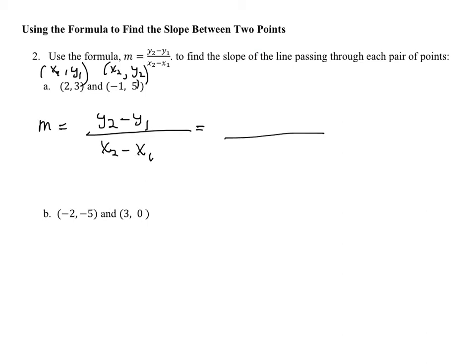Well, y2 is 5, y1 is 3, x2 is -1, x1 is 2. So 5 take away 3 is 2. 1 take away 2 is a negative 3. So my slope is a negative 2/3.